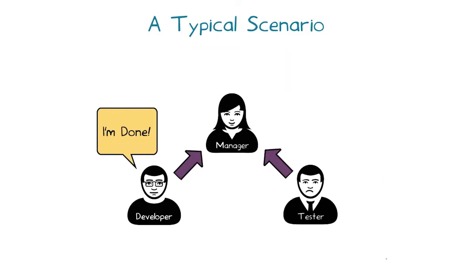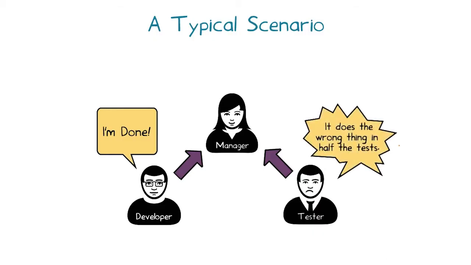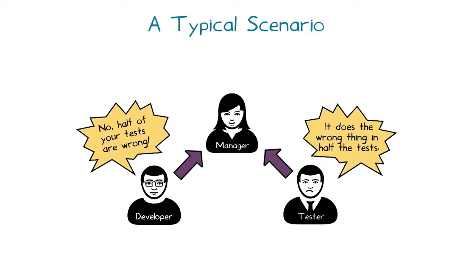The developer fixes the code and sends it to the tester again. This time, the tester is able to compile the code and runs a test suite against the compiled code, but finds that the code does the wrong thing in half the tests. The developer claims that the problem lies not in the code but in the test suite, and that half of the tests in the test suite must be wrong.